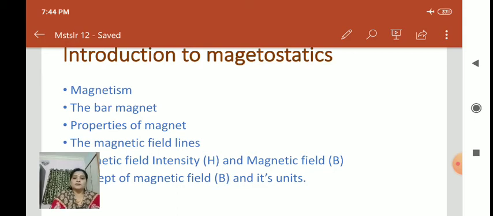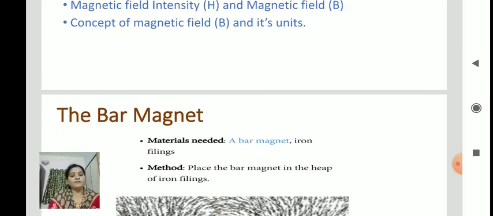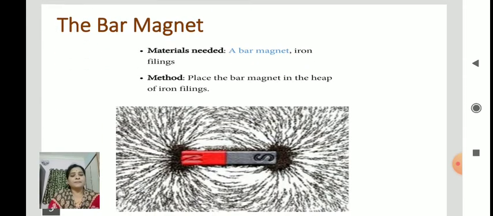Let me say some properties of magnets. This is a bar magnet shown in this figure. This magnet has two poles. One is the north pole and the other is the south pole. The north pole is denoted with N and the south pole is denoted with S. So this is a bar magnet. It is a material which shows the property of attraction.